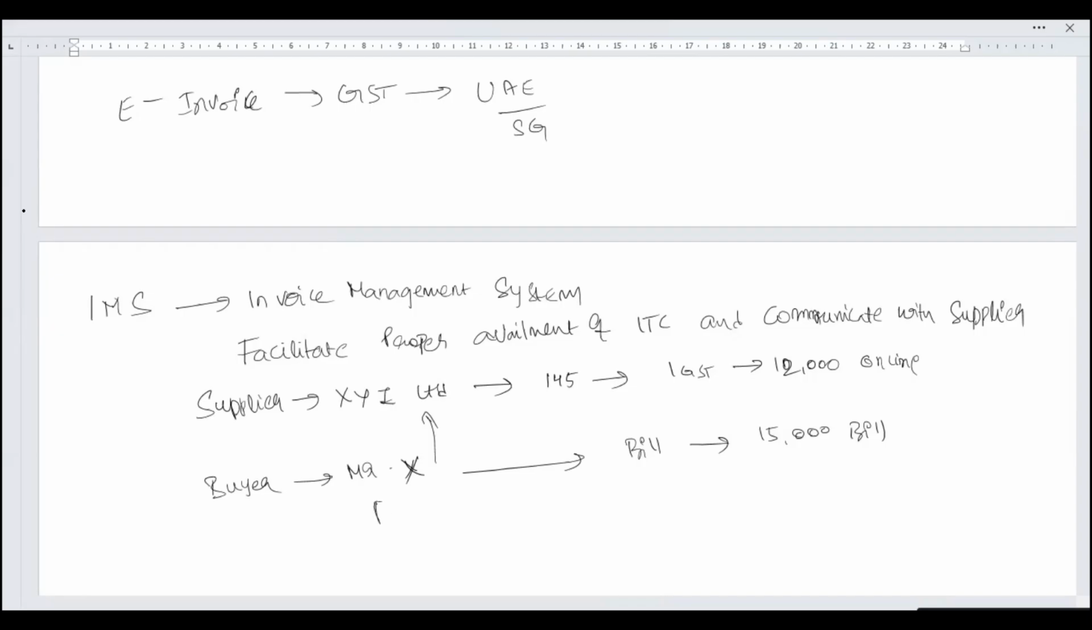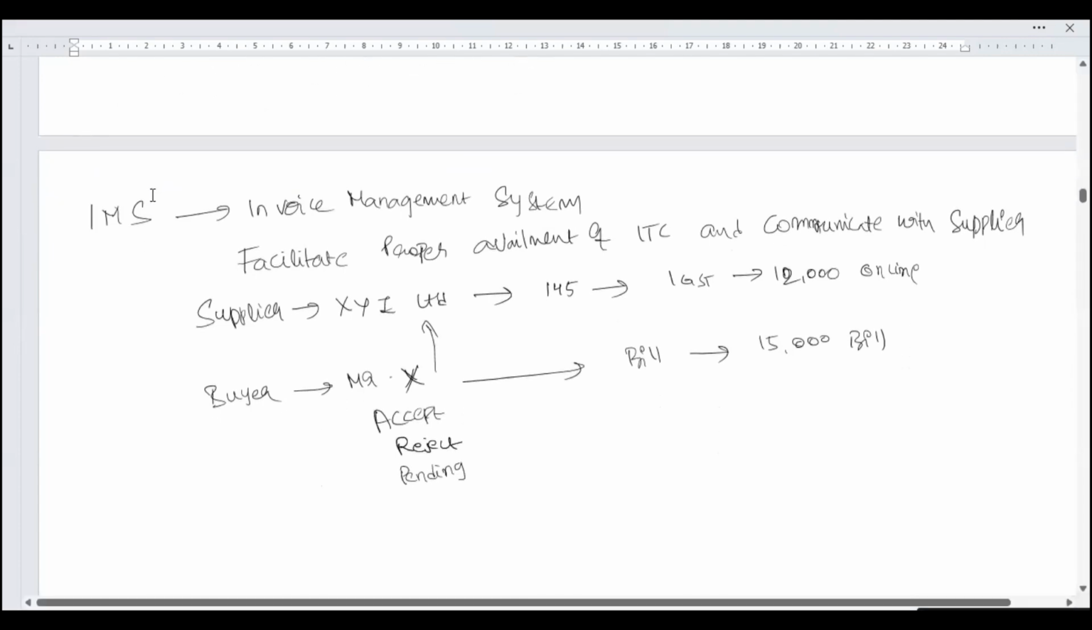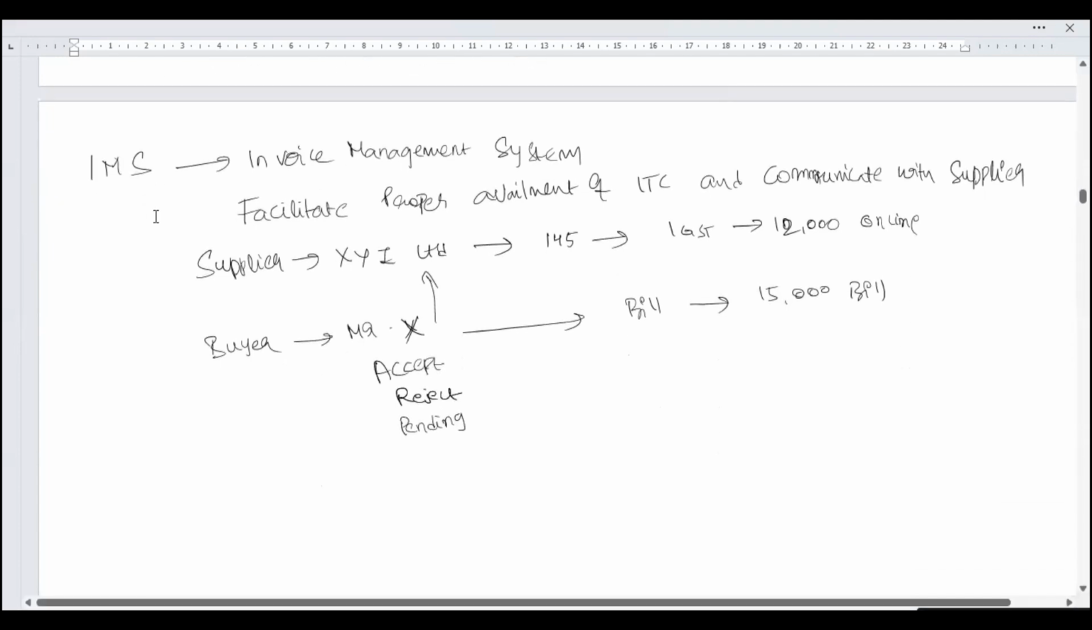What is the tool? Accept, reject, or pending. So all of us Indians, we have the cold blood. The moment there is a mistake, they'll say reject. Not even communication about what happened and all. Now, he gave a bill for 15,000. There was a rejection for 3,000.